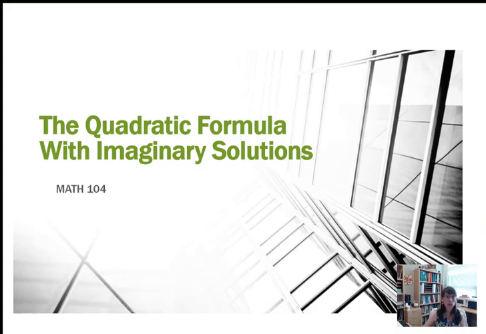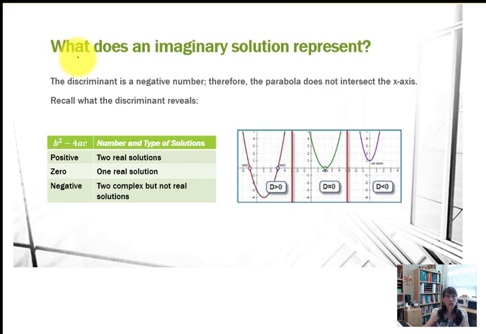In this video, we'll talk about the quadratic formula with imaginary solutions. What does an imaginary solution represent? The discriminant is a negative number. Therefore, the parabola does not intersect the x-axis. So recall what the discriminant reveals.